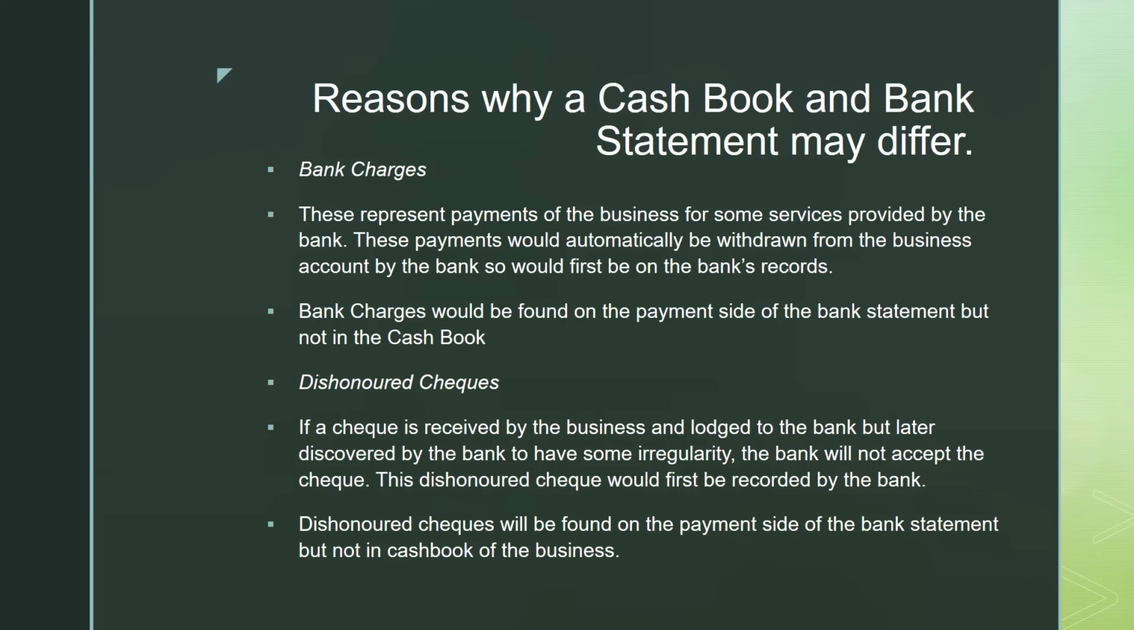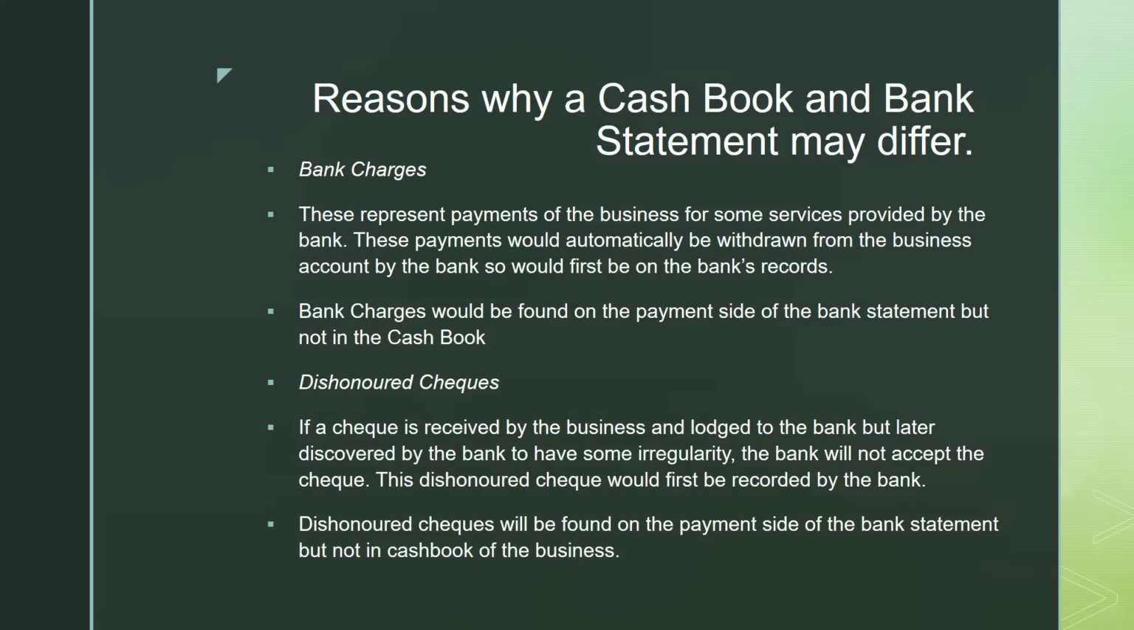Then you have dishonored checks. So a dishonored check occurs when somebody pays you a check, but they do not have enough money to honor it. So how a check works, let's say I give Tanisha a check for $3,000 and she carries it to the bank, that check is basically me giving an order to the bank to take $3,000 from my bank account and give it to Tanisha.